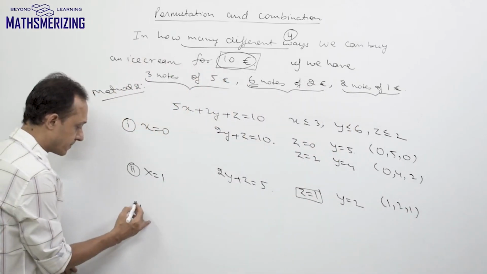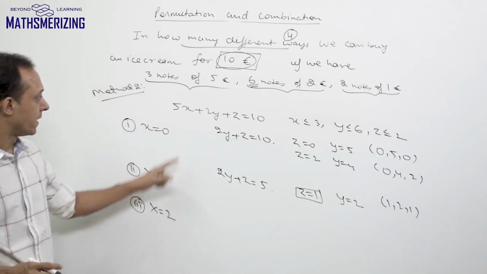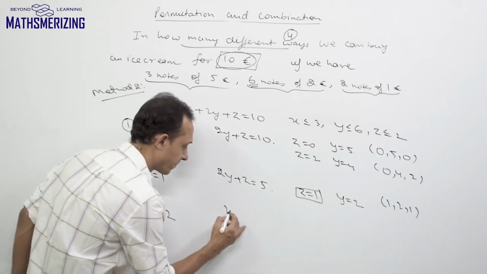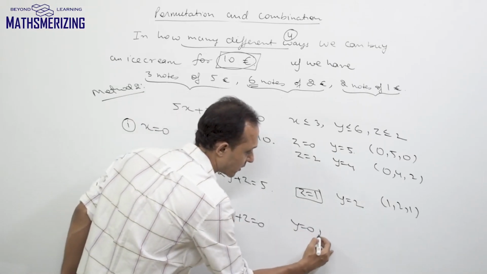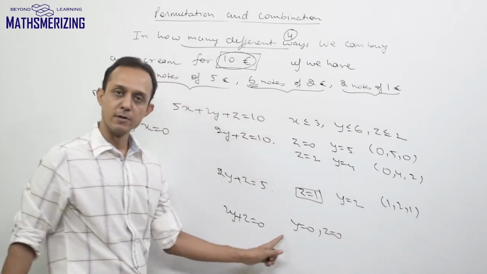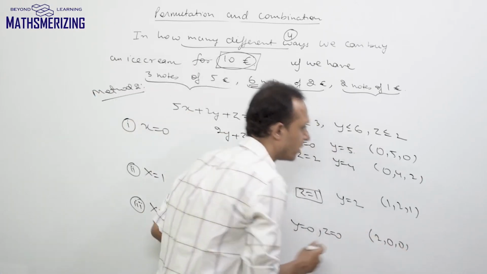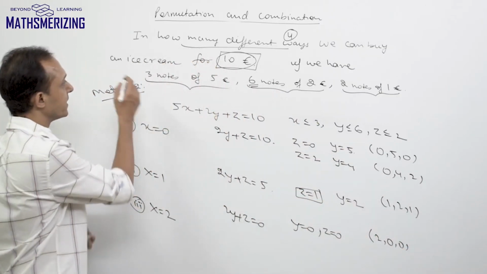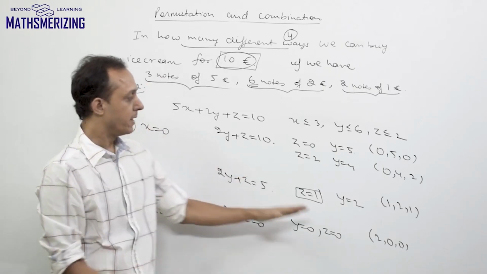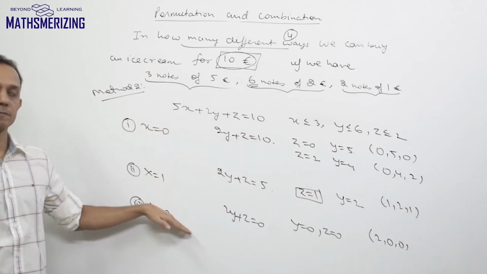And this third case, if I take x as 2, I'll get this as 2y plus z equals 0. Which leaves us with only one possibility, and that is y should be 0 and z should be 0. So here it will be 2, 0, 0. So there are only 4 cases possible. So the number of different ways in which we can buy this ice cream is simply 4, which are represented by these 4 solutions of this equation.